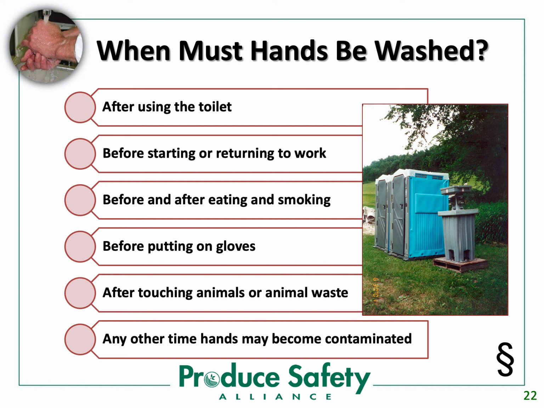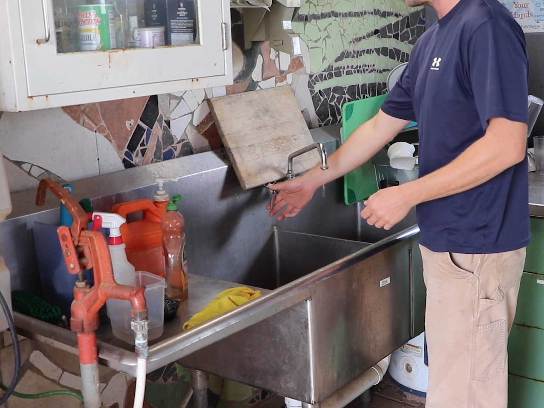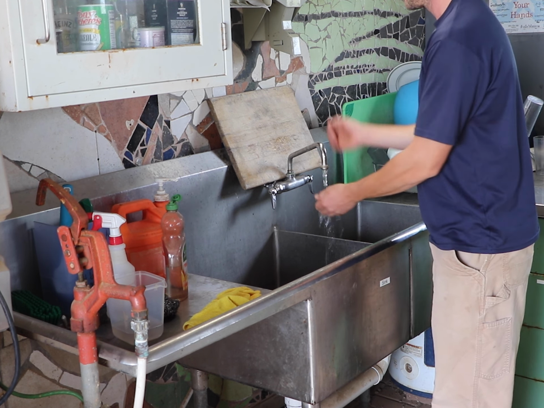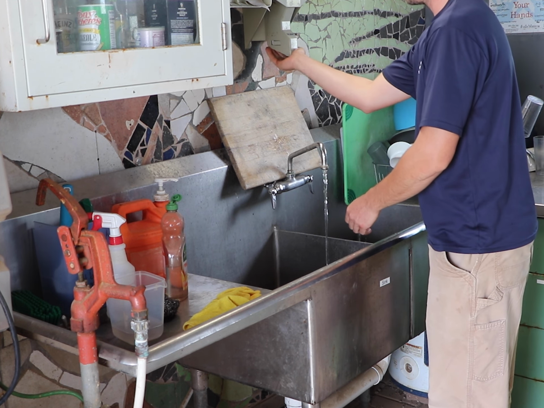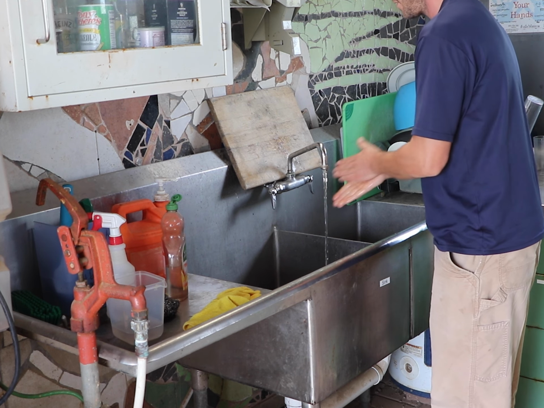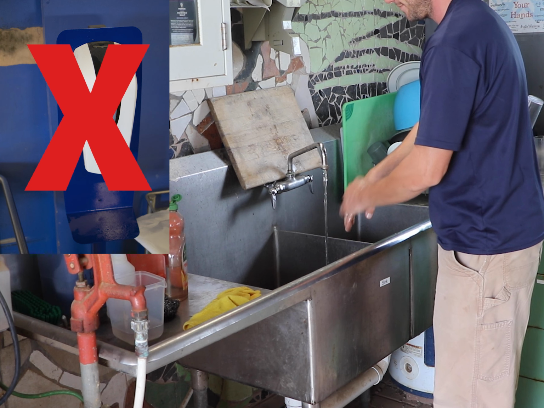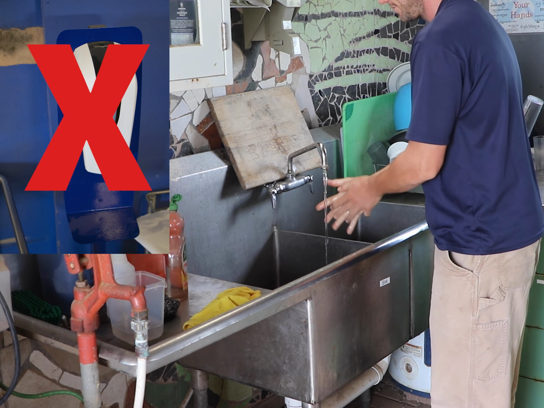When they're washing their hands, workers must wet their hands, apply soap, and lather for at least 20 seconds before rinsing their hands and drying them with single-use towels, which are then disposed of in a waste bin. It's important that hand sanitizers are not used as a replacement for hand washing.